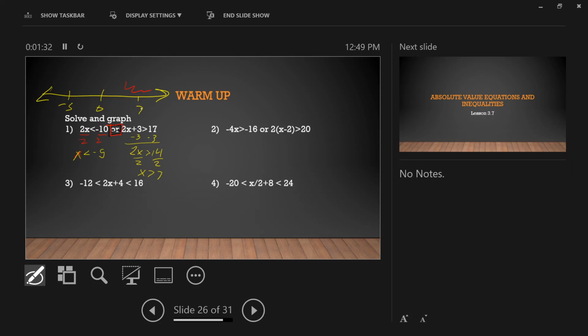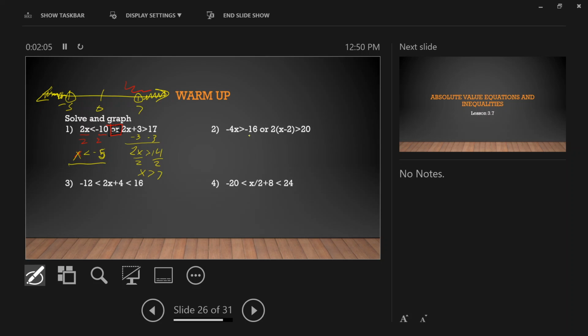So Buckley, negative 5, open or closed dot? Left or right? Left. Okay? Ands are in the middle. All right, so then the second one, I have x is greater than 7. So Buckley, open or closed dot at 7? Open. Left or right? Right, correct. All right, ors should be going apart like this at the open spot in the middle.